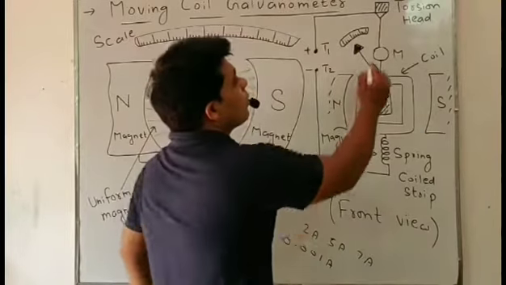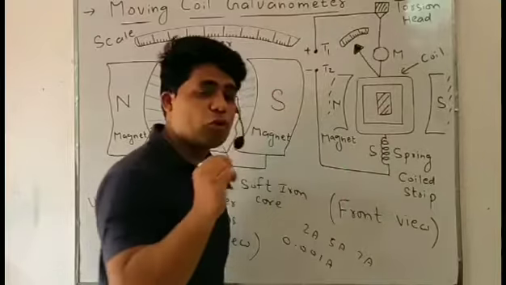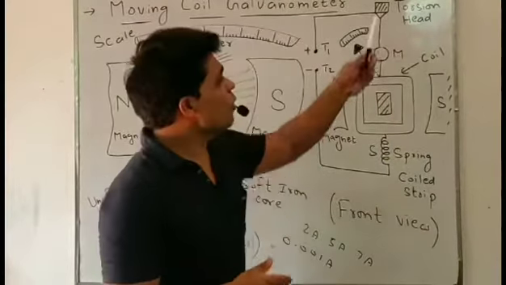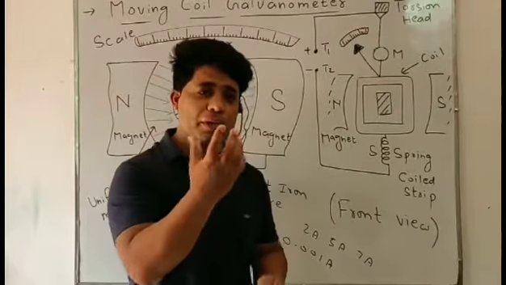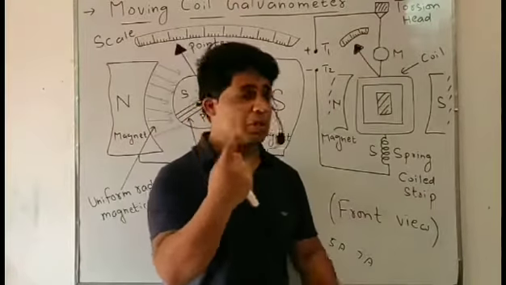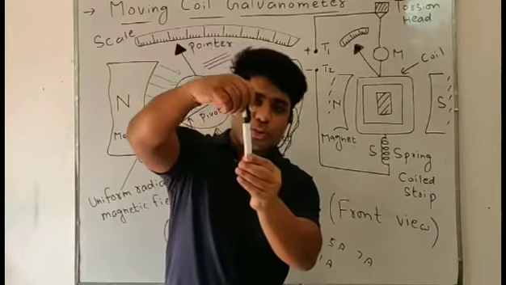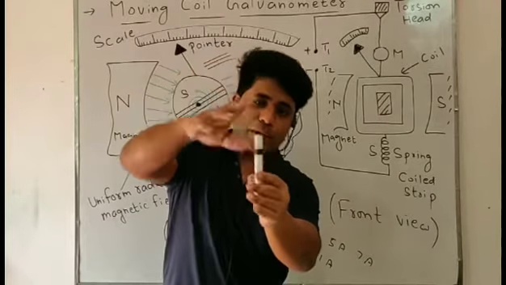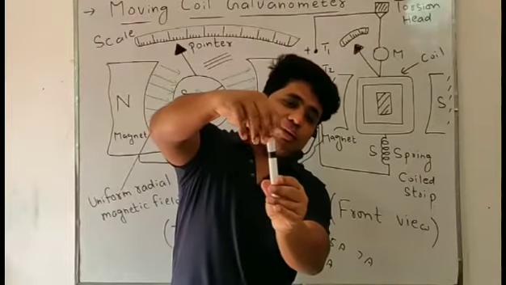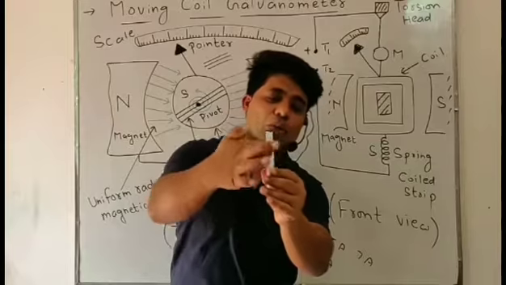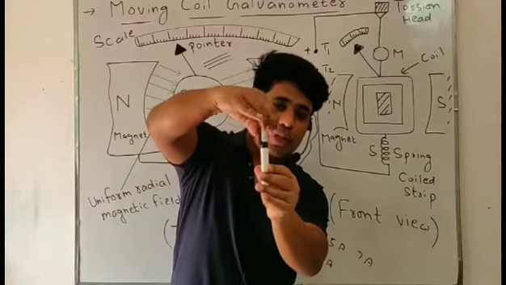And at last, the wire is connected, pivoted, and fixed with the torsion head. What is the meaning of torsion head? It is just like a ball bearing. It provides free rotation. Due to this torsion head, this coil can rotate about its own axis like this. This head can rotate like this because it has the torsion system.